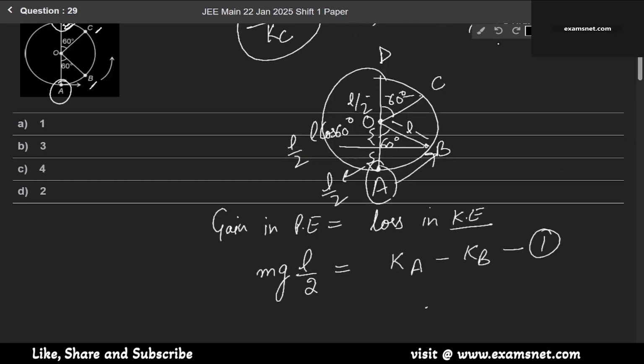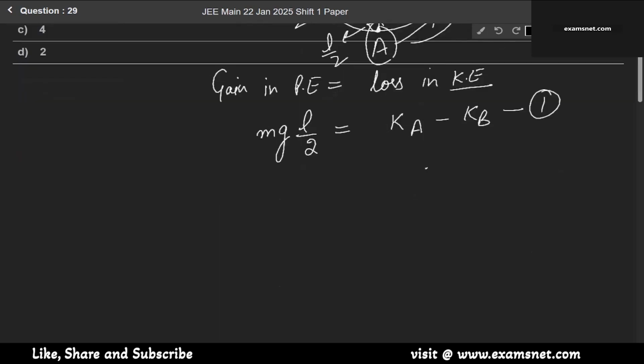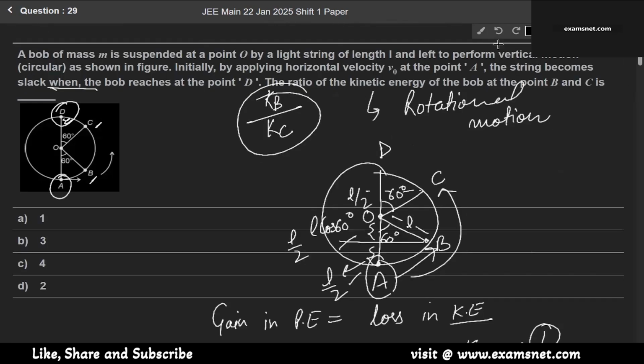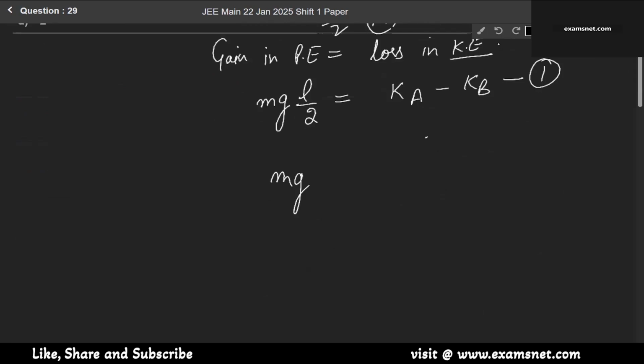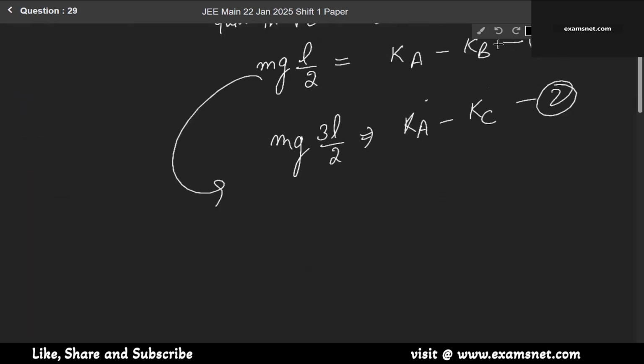And now the bob reaches point C. So for this, mg times L by 2 plus L by 2 plus L by 2, means 3L by 2. So mg 3L by 2 will be equal to Ka minus Kc. This is equation number 2. Now if we solve equation number 1, Kb will be equal to Ka minus mg L by 2.